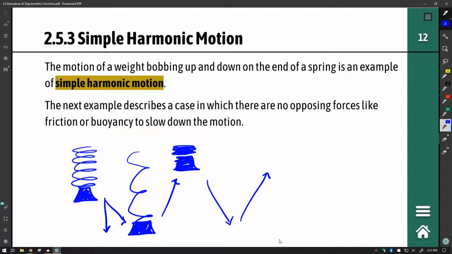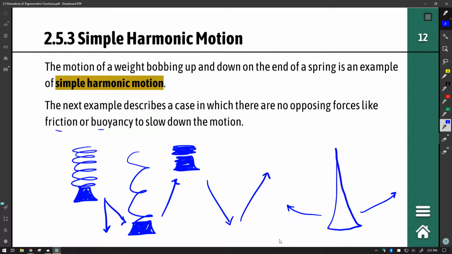You might also see that in a pendulum of a big grandfather clock, where the pendulum would move back and forth along or inside of that clock. So the next example is going to describe a case where there aren't any opposing forces, such as friction or buoyancy, to slow down the motion. So it's a very clean and sterile environment.